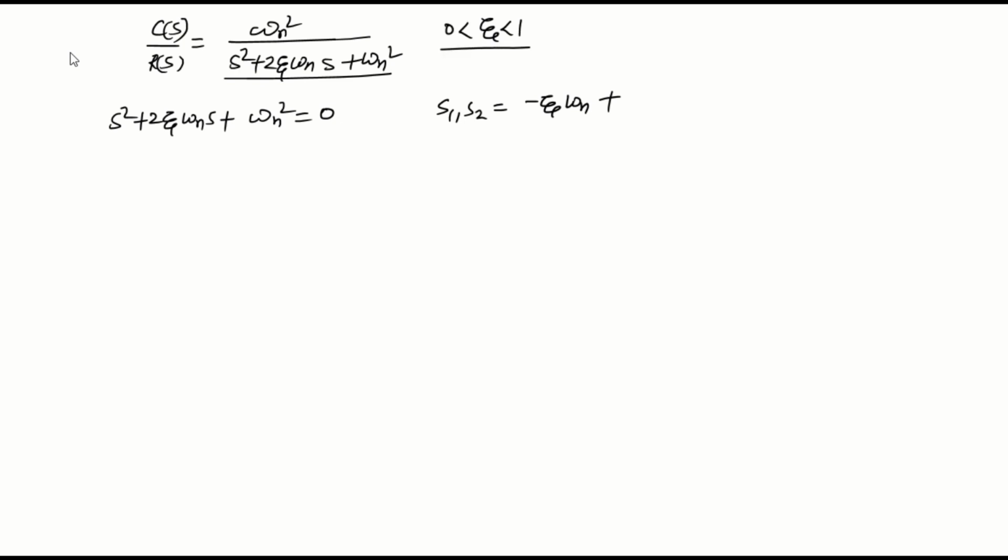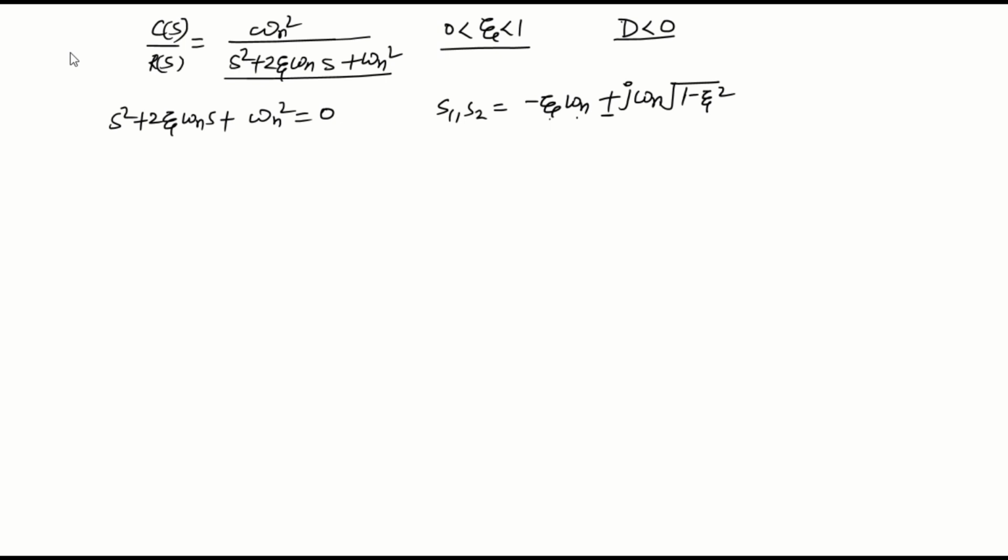In that case, if you can remember, the value of the discriminant will be negative, and we get complex conjugate roots. So the roots s1 and s2 are minus zeta omega n plus or minus j omega n square root of 1 minus zeta square. The first root is minus zeta omega n plus j omega n square root of 1 minus zeta square, and the second one is minus zeta omega n minus j omega n square root of 1 minus zeta square.